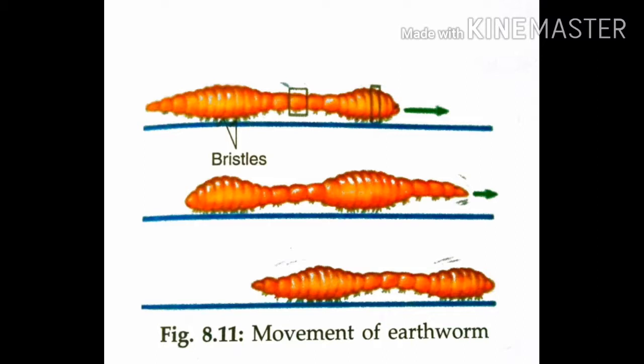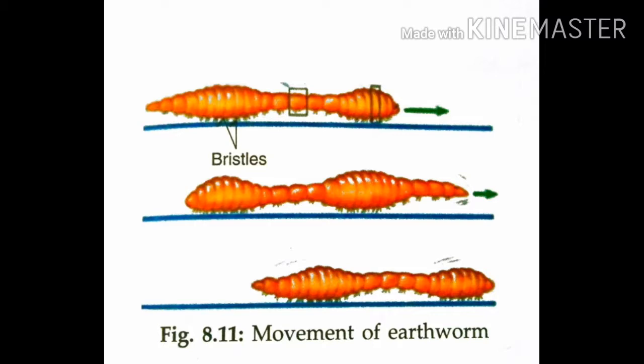A mature earthworm has a ringed body. A large number of very small bristles project out on the under surface. The bristles are connected with muscles at their bases.